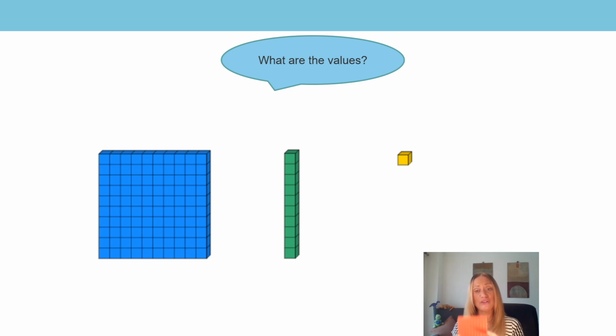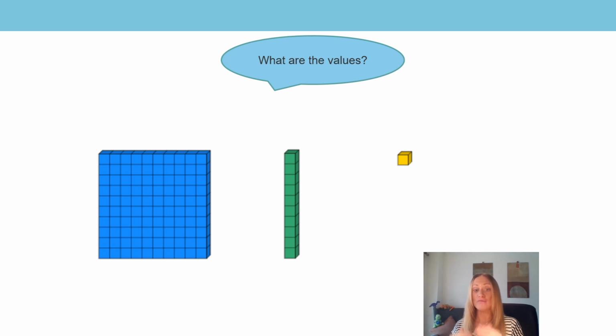Now very often we use this equipment, don't we? I've got some here. Very often we use this equipment to represent 100, 10 and 1. However, just like the number line that we saw on the previous slide, I can have a number line that represents 1.